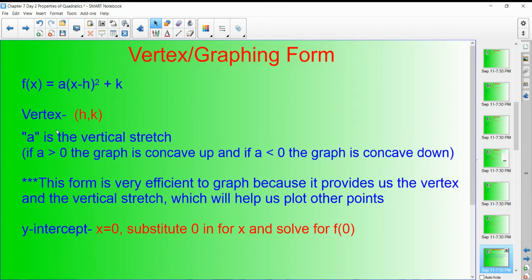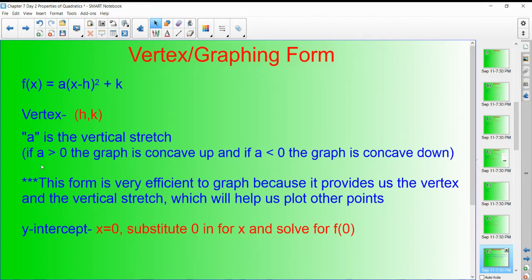Now the next form is vertex/graphing form. This form is my personal favorite to graph, and hence the name graphing form. Okay, really nice because this gives us our vertex. Okay, our vertex is h comma k. If you remember the linear functions unit, we had point slope form, which gave us our point and our slope. This does the same thing. This gives us our vertex, which is a point, and then the vertical stretch.